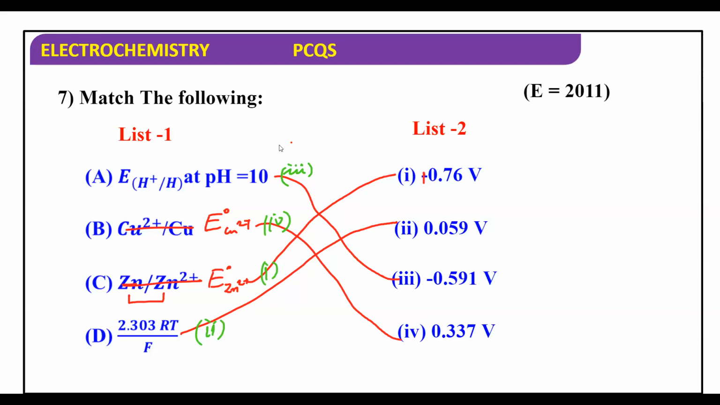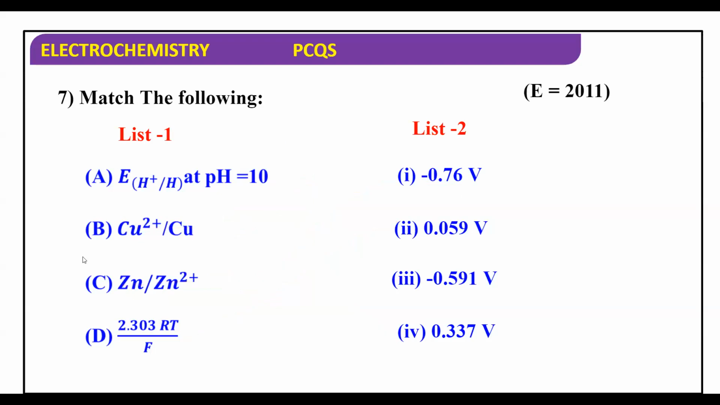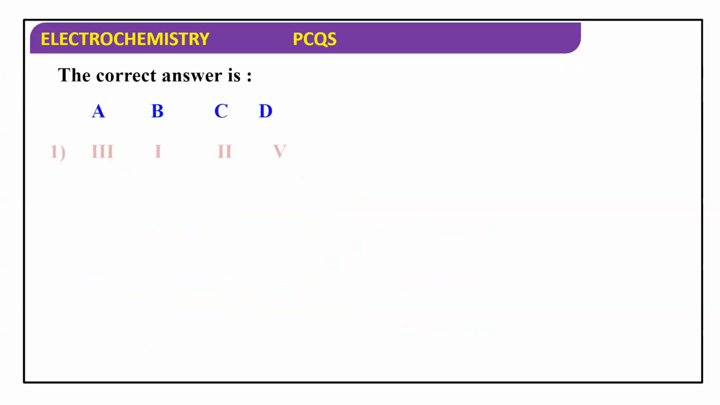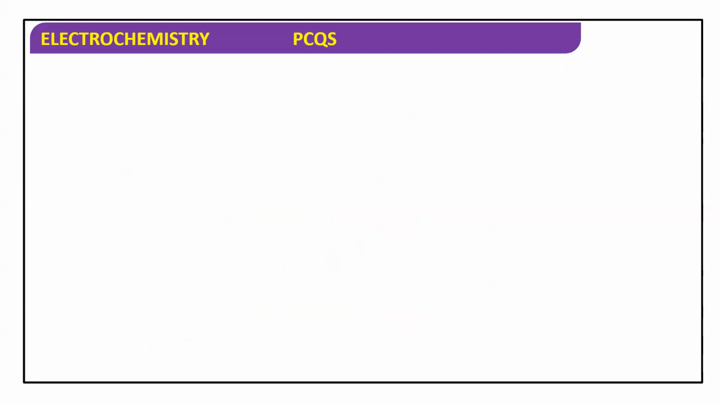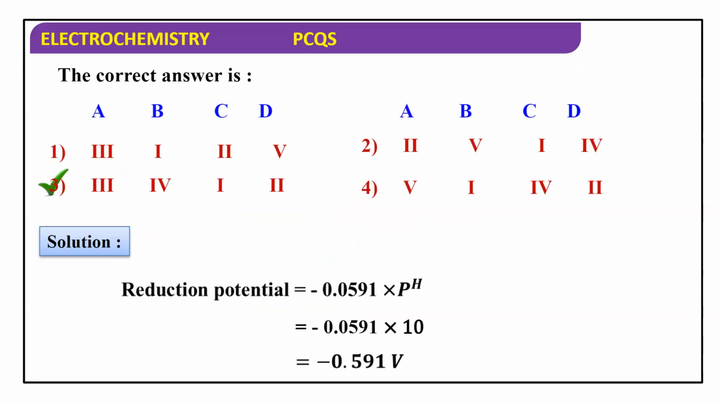Let us check, because I think there is some mistake in the values here. Here it should be 0.76. 3, 4, 1, 2. 3, 4, 1, 2. Yes.